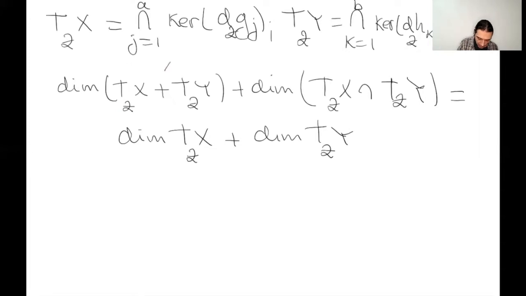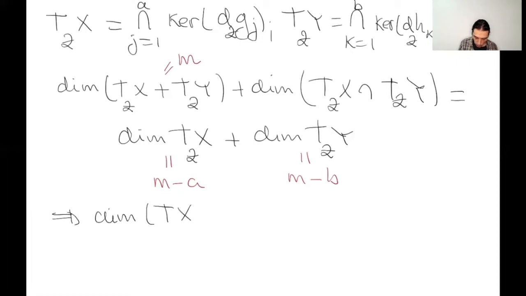And we are calling it m. We know that X is a submanifold of codimension A, so this dimension over here is m minus A, and the dimension of the tangent space of Y at the point C is m minus B, because B is the codimension of Y. As a consequence, what we get is that the dimension of the intersection of these two tangent spaces of X and Y at the point C, by doing very simple calculations, is indeed m minus (A plus B).